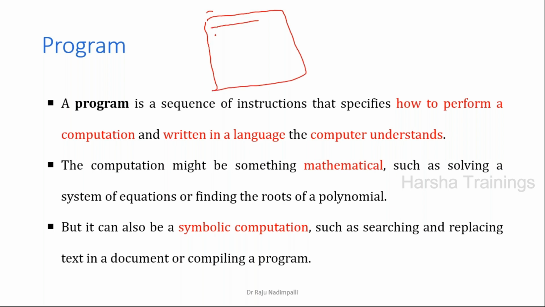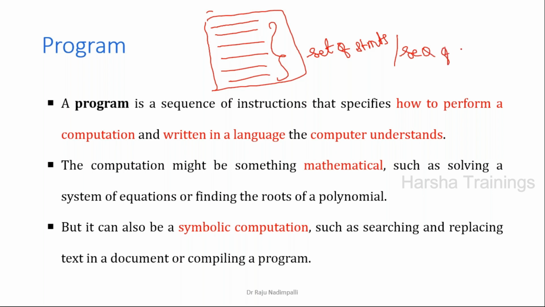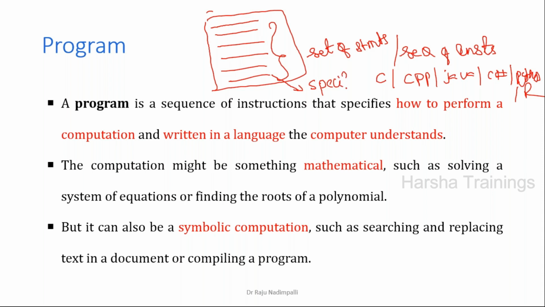A program is nothing but a set of instructions. Shall I call it a set of statements? Some people also call it a sequence of instructions. These instructions are written in C, C++, Java, C Sharp, Python, maybe R. What is the purpose of writing a program? To implement a specific task, or we can also call it a specific computation. That is the motto of any program.